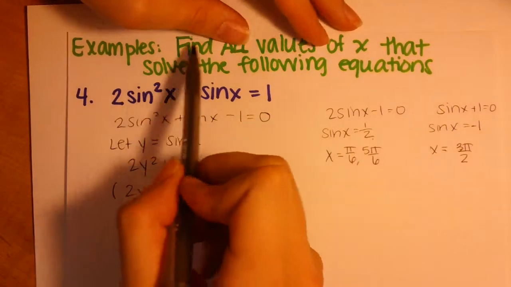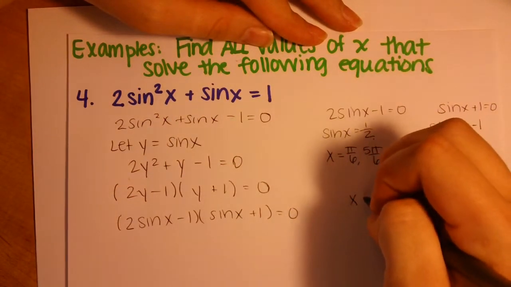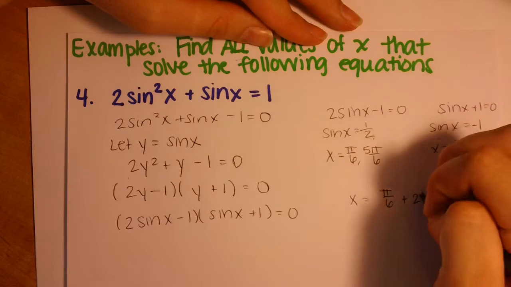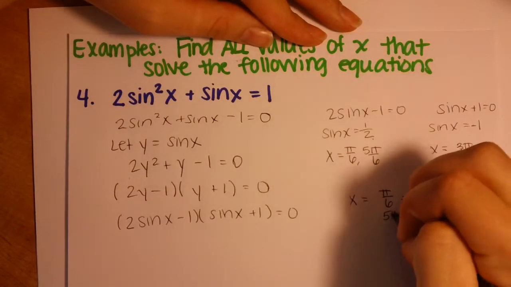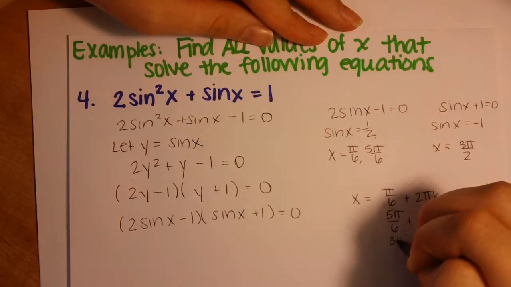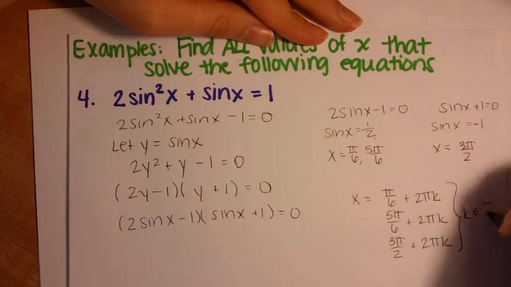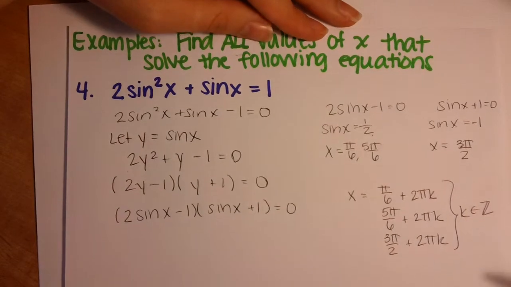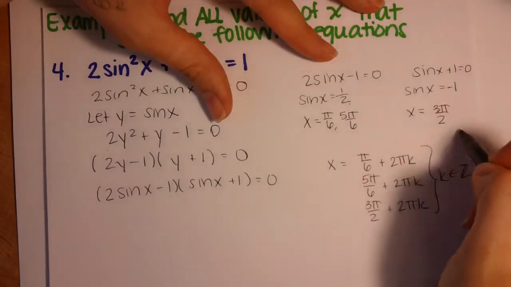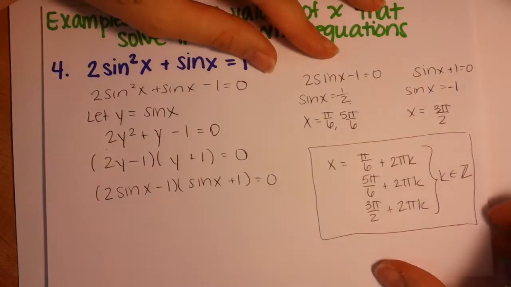So now we want all values. So to find all values, we're going to have x equals pi over 6, and we have to go all the way back around, so it's going to be plus our 2 pi k. We have 5 pi over 6 plus our 2 pi k, and we also have our 3 pi over 2 plus 2 pi k, and for all of these, k is an element of the integers. Okay, so this is just like we did when we were solving for all values of our angles before. This is our final answer. So you always want to make sure you include that k is an element of Z as well.